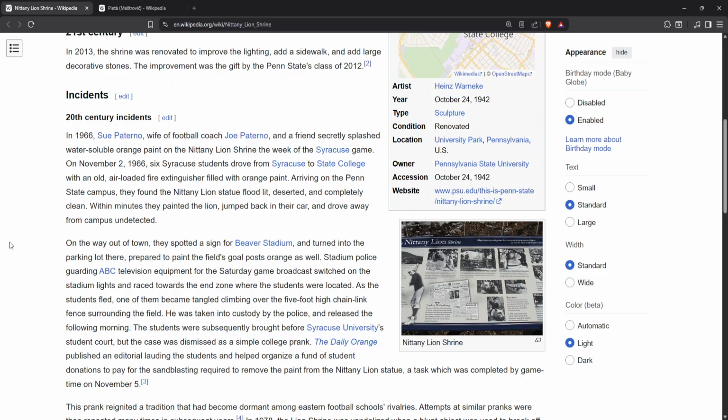Students were so... I can't pronounce that word, I swear. Subsequently, there we go, brought before Syracuse University student court, but the case was dismissed as a simple college prank. Well, yeah, it was a prank, man.